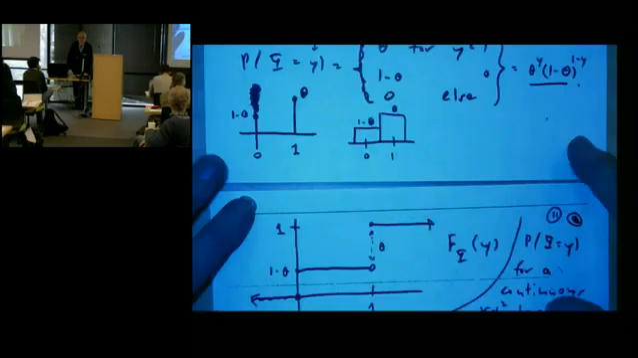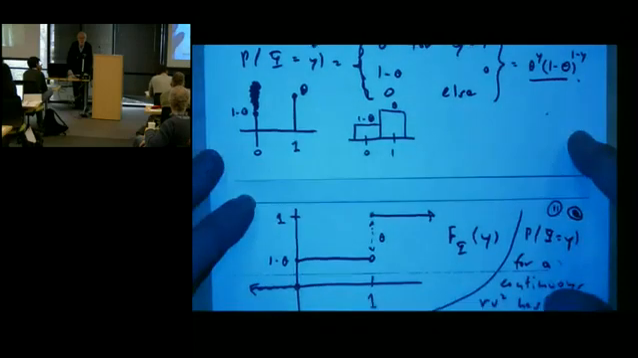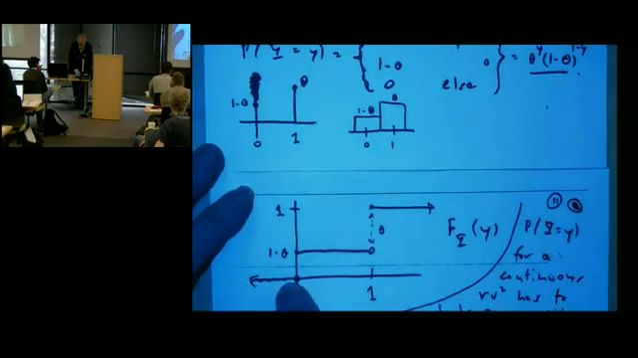So there's the probability mass function, and there's the CDF. It's 0 out here, and right at that moment there, it jumps up to 1 minus theta. It stays that amount until right there, and then it jumps right up to 1.